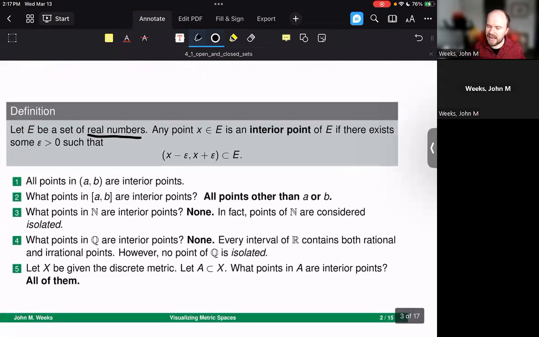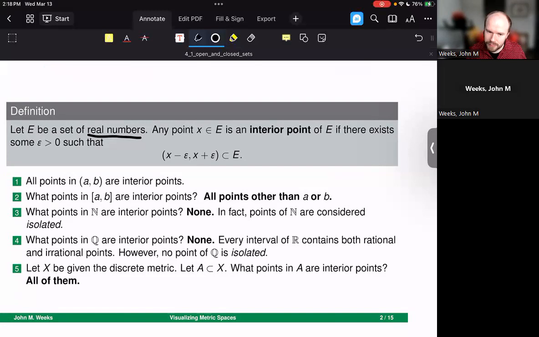Let's start by looking at how this intuition holds for the real numbers. We've just shown that all points in (a, b) are interior points. But in the closed interval from a to b, all points other than a or b are the interior points. You cannot say that a or b are interior points because regardless of what epsilon you might choose, there's going to be some part of the epsilon set that's hanging out of the closed interval going from a to b.